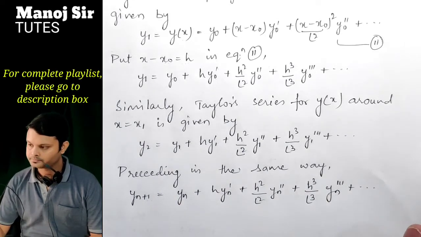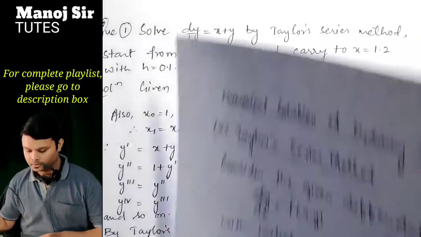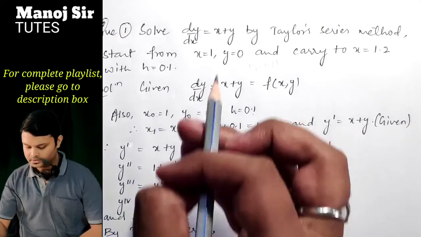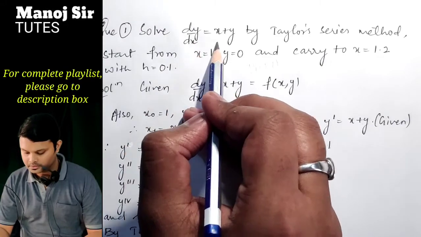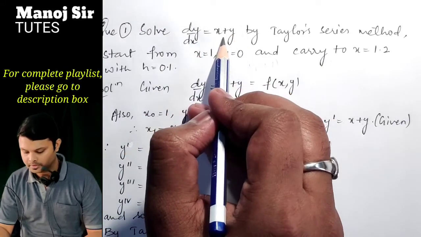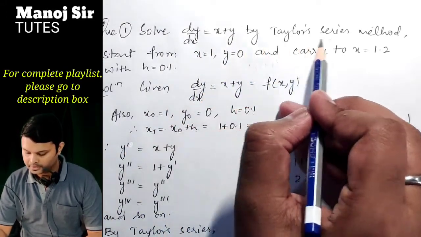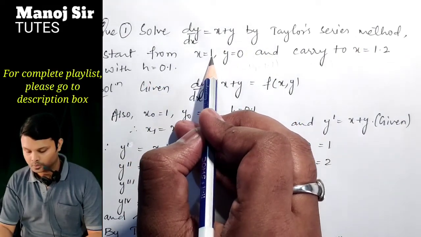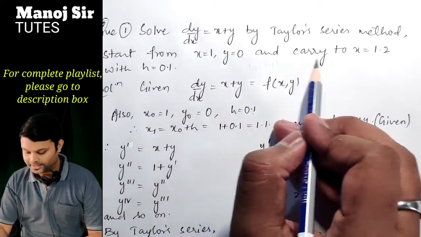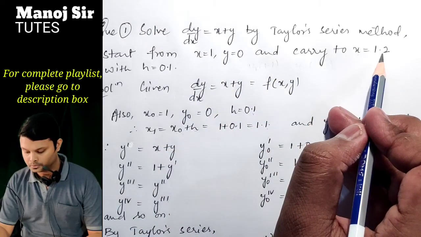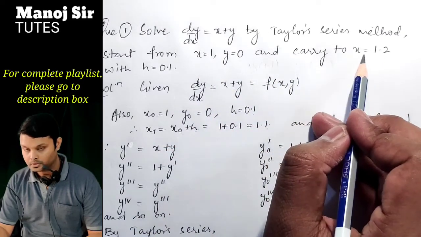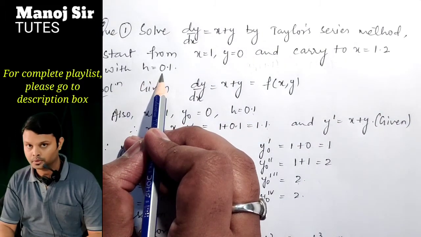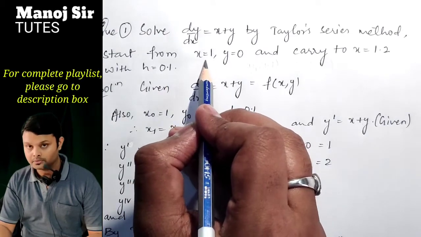Now we'll try to solve one very good question on this Taylor series method. The question says solve dy upon dx equals x plus y, this is my function f of x comma y, that is x plus y, by the Taylor series method. Start from the initial condition, that is x equals 1, y equals 0, and carry on to x equals 1.2, taking interval size h equals 0.1.